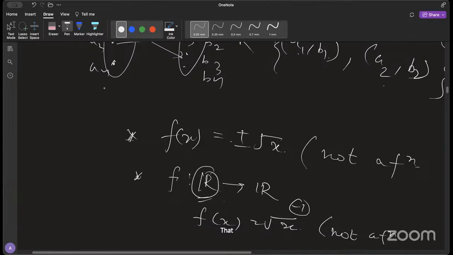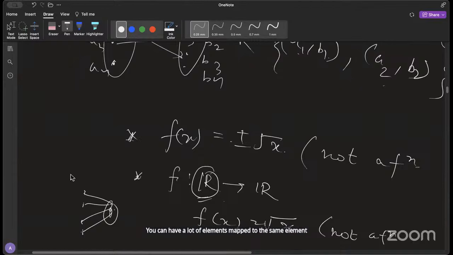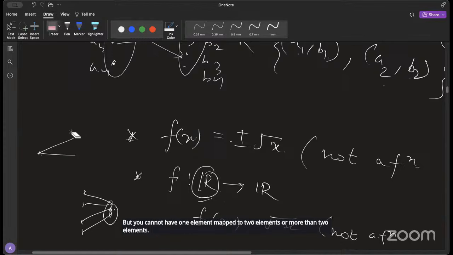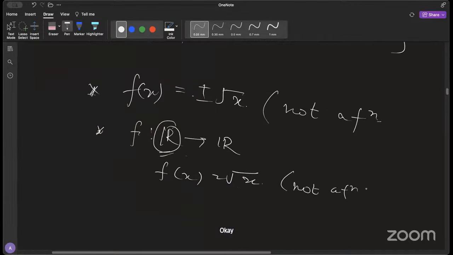If many elements have the same image, is it a function or not? If many elements have the same image, then it's a function. You can have a lot of elements mapped to the same element, that's fine. But you cannot have one element mapped to 2 elements or more than 2 elements. That would be a many-to-one function, not one-one. Okay, so this is again not a function.